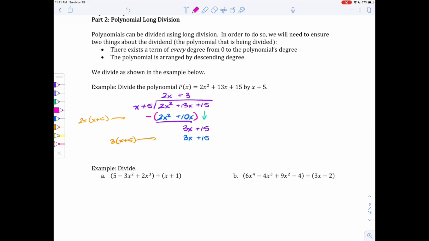Next thing we're going to do is subtract again. 3x minus 3x is nothing. And 15 minus 15 is also nothing. So we get a remainder of 0. This thing happens to divide quite evenly. And if we want to double check our answer, well, we could always take our quotient, multiply by that divisor, and make sure we get our original back.